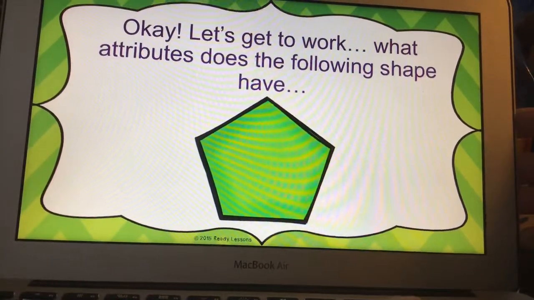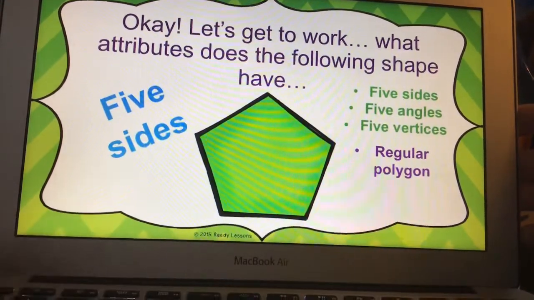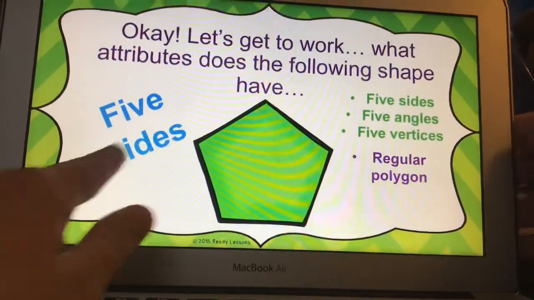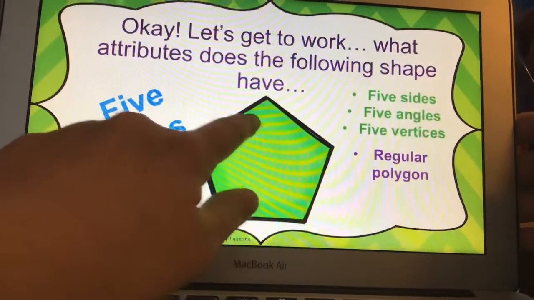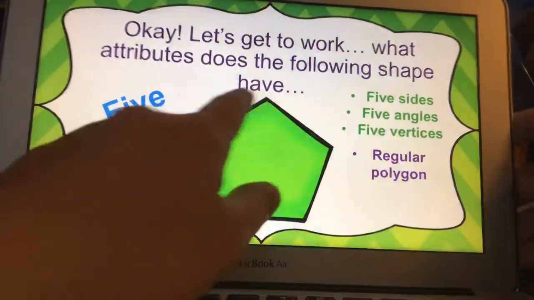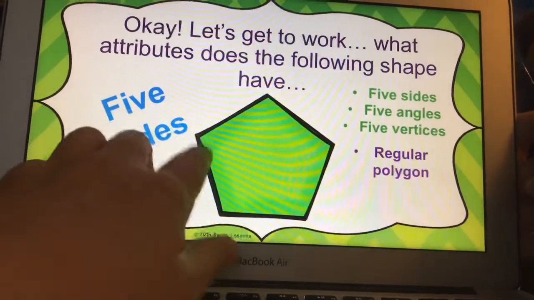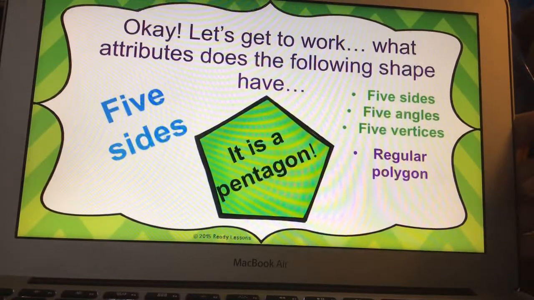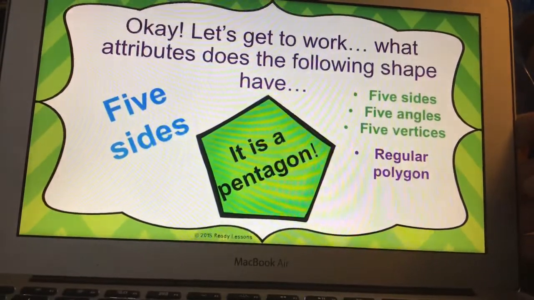All right, let's go to work here. What attributes does the following shape have? Okay, so this one has 1, 2, 3, 4, 5 sides. 5 sides, and that means in these little areas where the vertices are at these points, there's an angle there. So there's going to be 5 angles at each of the points. There's 5 vertices, like we said, those 5 points, 1, 2, 3, 4, 5. And it's a regular polygon because all of the sides are the same length. Very nice. And it's called a pentagon. 5 sides is pentagon. Don't worry, we'll get more into that.